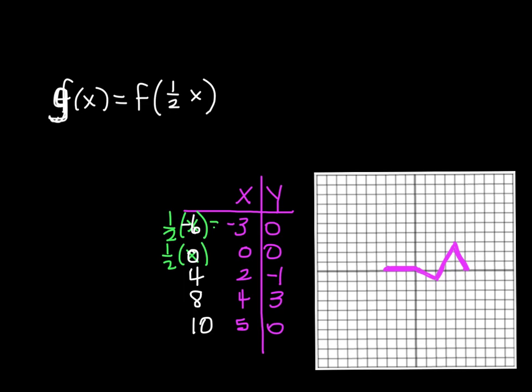Okay, so now if I go ahead and plot these, I'm going to plot again the new x and the y. So I'm going to plot negative 6, 0, sorry, 0, 0, 4, negative 1, 8, 3, and 10, 0.